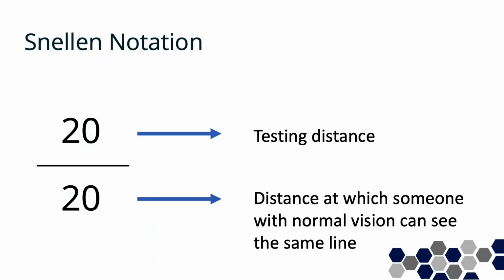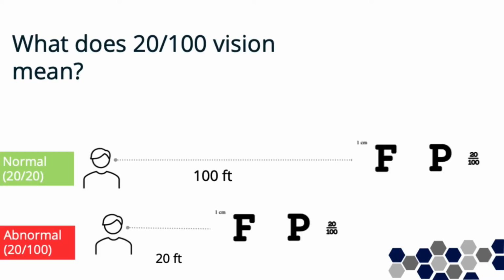So the numerator is the testing distance. This is always done at 20 feet. The denominator is a little bit more tricky. The denominator is the distance at which someone with normal vision can read that same line. For example, if you have 20/100 vision, let's say in your right eye, that means that someone with normal vision could be 100 feet away and still read that same line that you read.